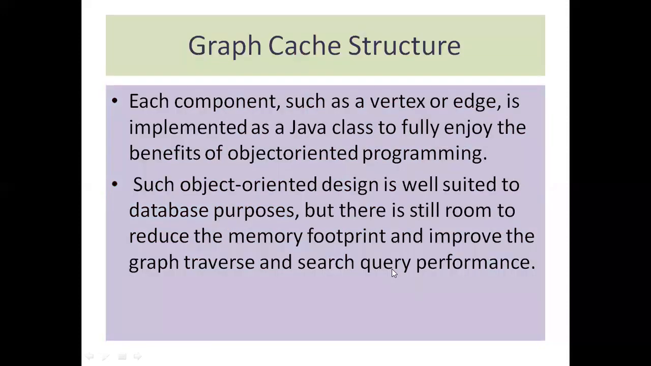Graph cache structure. Each component, such as a vertex or an edge, which is also known as an entity, is implemented as a Java class to fully enjoy the benefits of object-oriented programming. The OOP concept, object-oriented programming, is well known in Java. That is the reason each component, such as a vertex or edge, is implemented as a Java class. Such object-oriented design is well suited to database purposes, but there is still room to reduce the memory footprint and improve the graph traverse and search query performance.